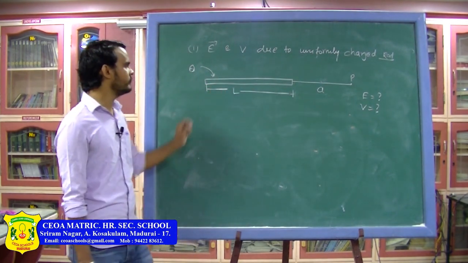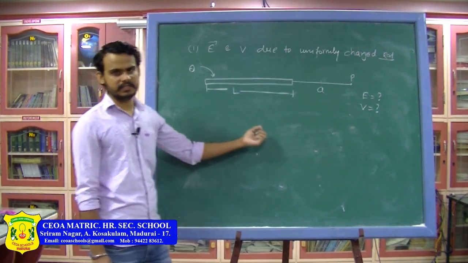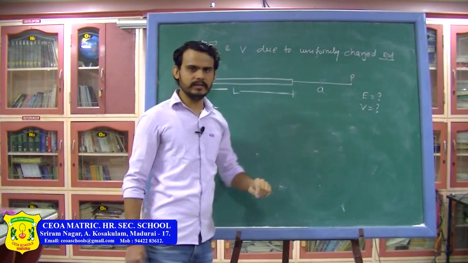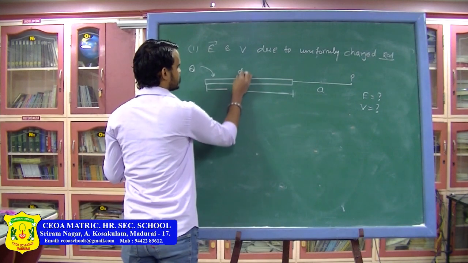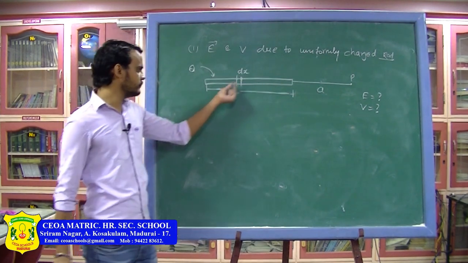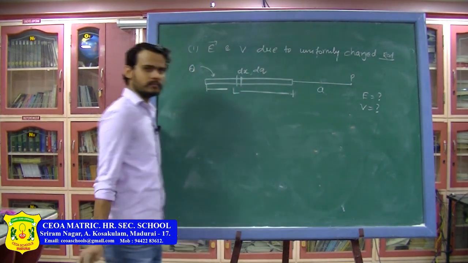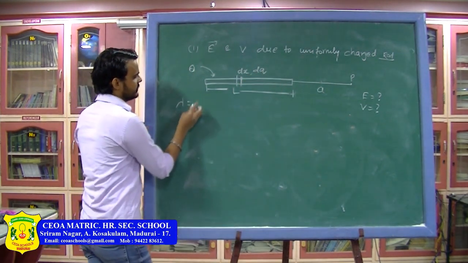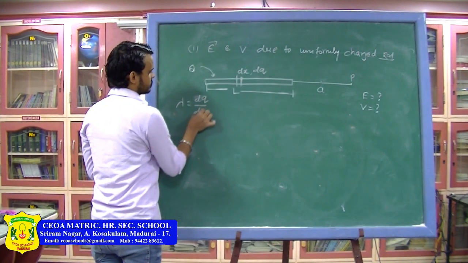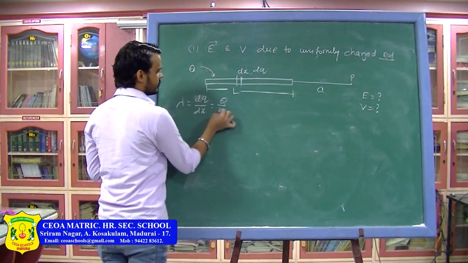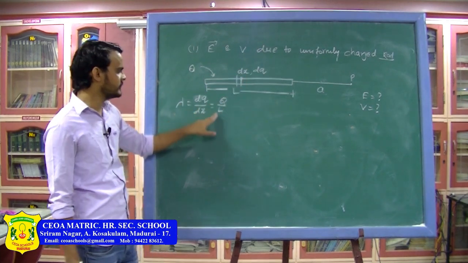So what we need to do is break this into very small pieces, assume each piece as a point charge, and then find the total electric field. So I am going to break this into a very small length dx, and the charge on it will be dq. From here I can define the linear charge density as dq by dx, and as this is uniform, I can write this as Q by L.